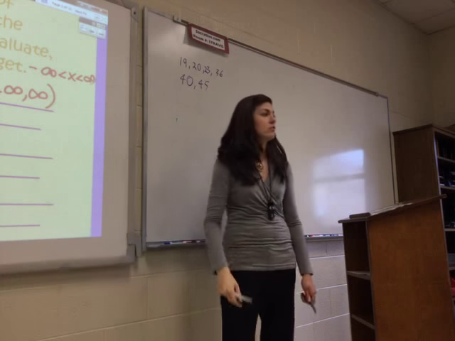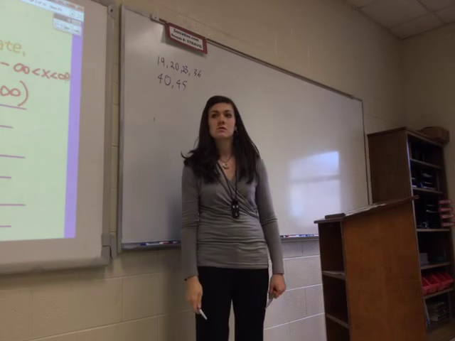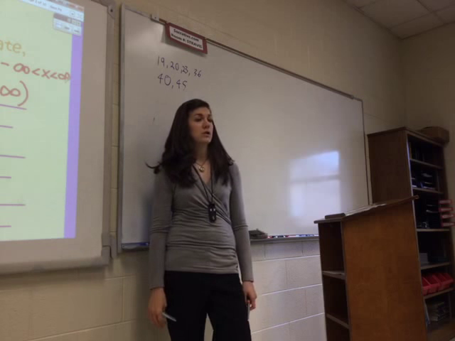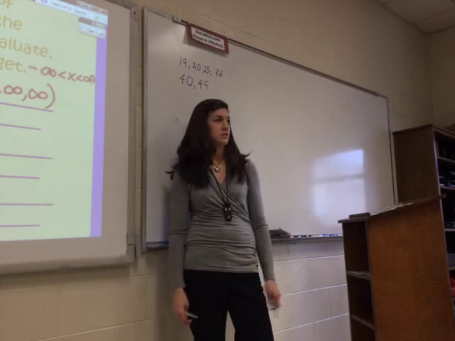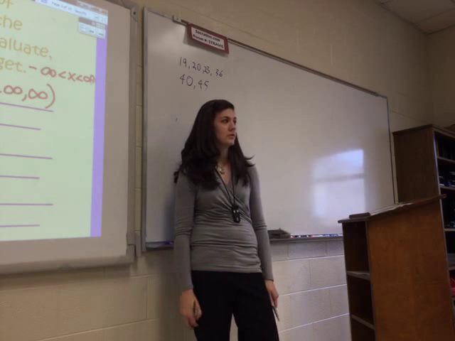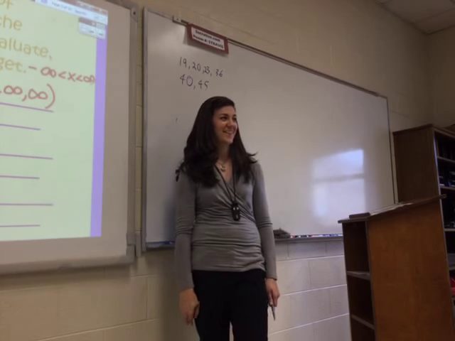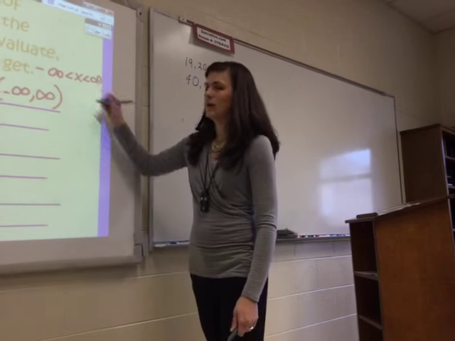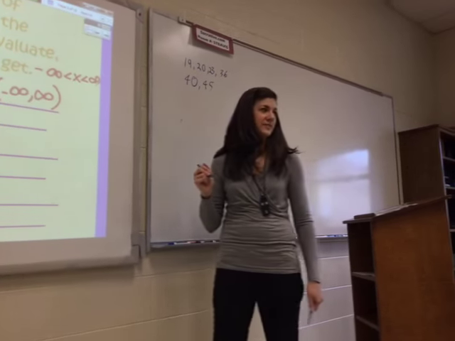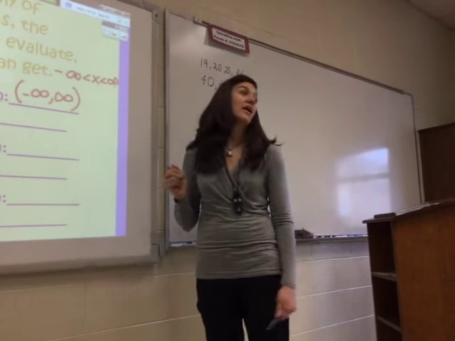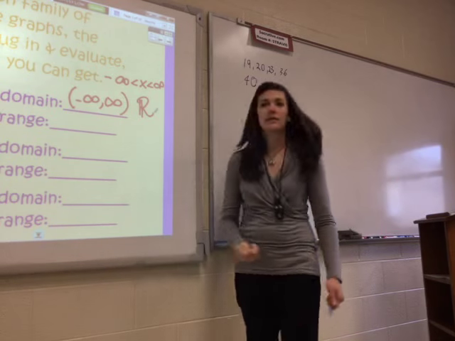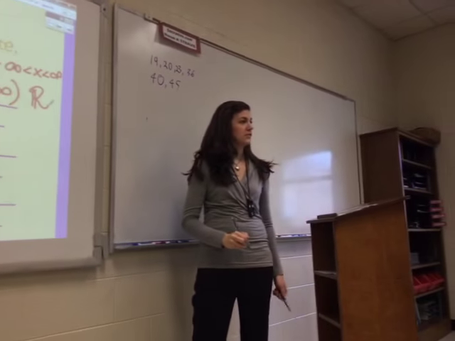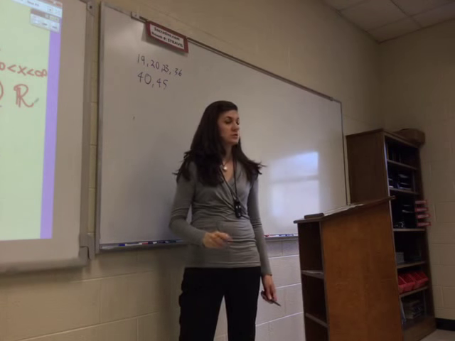infinity to positive infinity, what kind of numbers are we talking about there? A whole lot of them. What kind? Think about your number system. Real numbers? Yeah. How do I write real numbers? You don't write i. That's an imaginary number. That's the notation for the real number system.